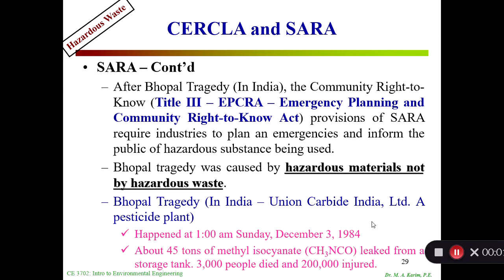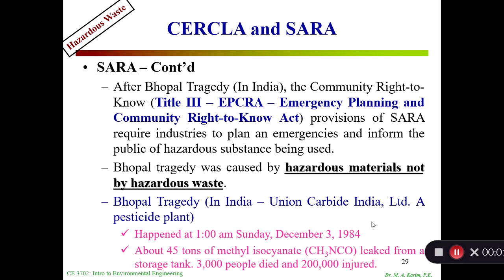After the Bhopal incident in India, the Community Right-to-Know provisions, Title III, EPCRA, of SARA require industries to plan for an emergency and inform the public of hazardous substances being used. Bhopal's tragedy was caused by hazardous material, not by hazardous waste.